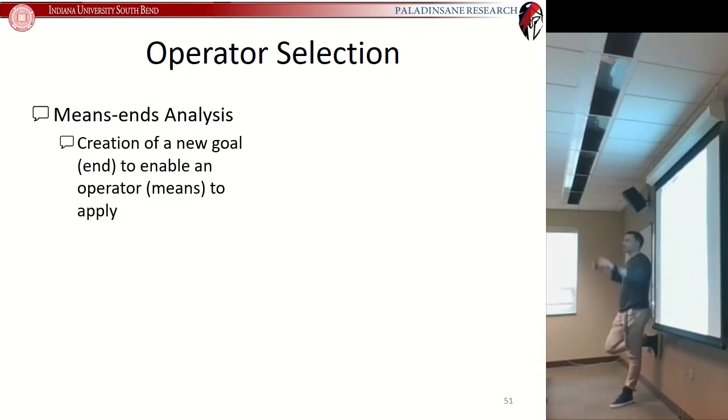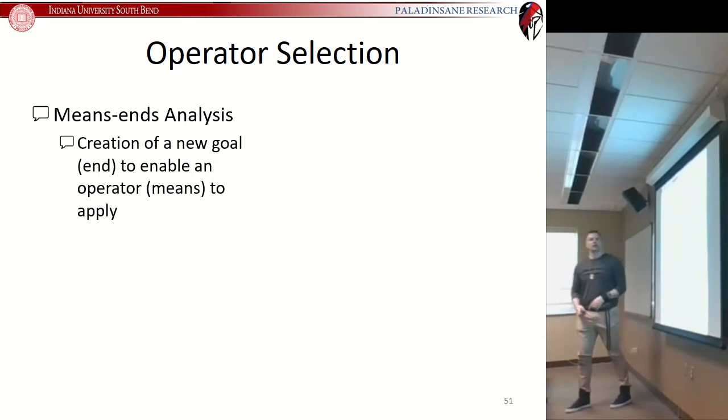So you have your original goal. You have a start state and you have an original goal, and you have no way to bridge that gap. So what you do is you create a sub-goal that you can reach, and then that becomes your new initial state, and you continue this process until you solve the complete goal.